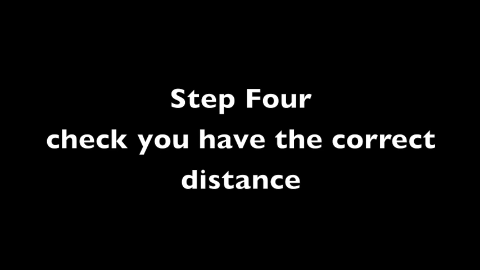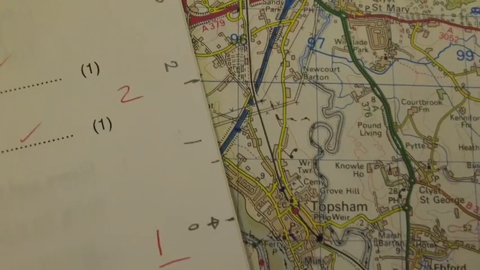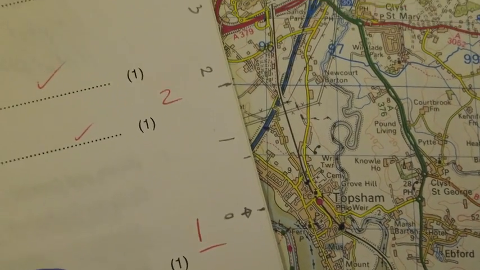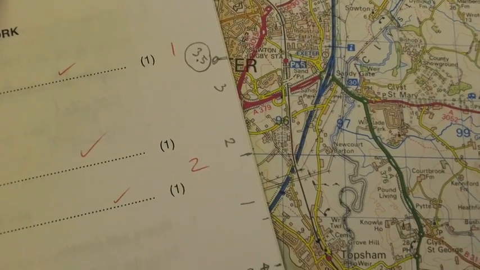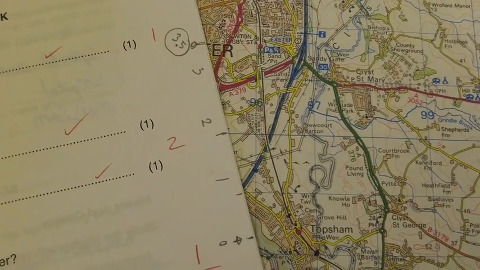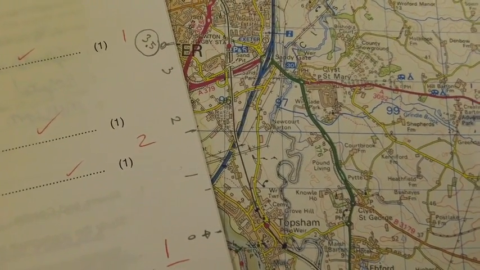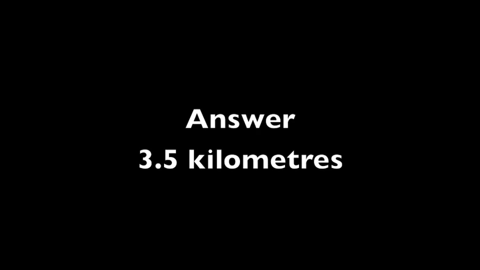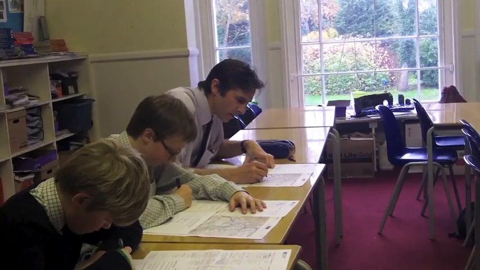Step 4. Check you have the correct distance. To that station we have got 3.5, and then you just write it down in the exam. Bingo. Answer: 3.5 kilometres.